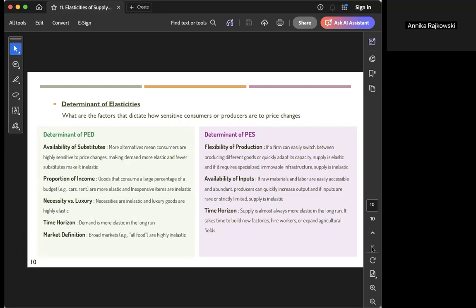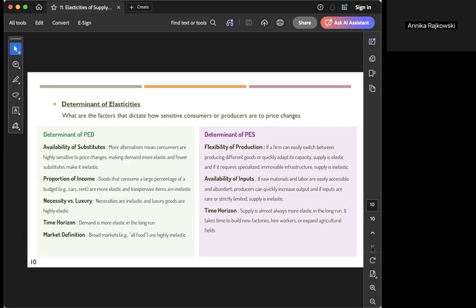And next one is time horizon. Demand becomes more elastic over time because consumers can adjust their behavior. The last one is market definition. Whenever we're talking about broader markets, for example all foods, they are highly inelastic. And now we will talk about the determinants of price elasticity of supply.